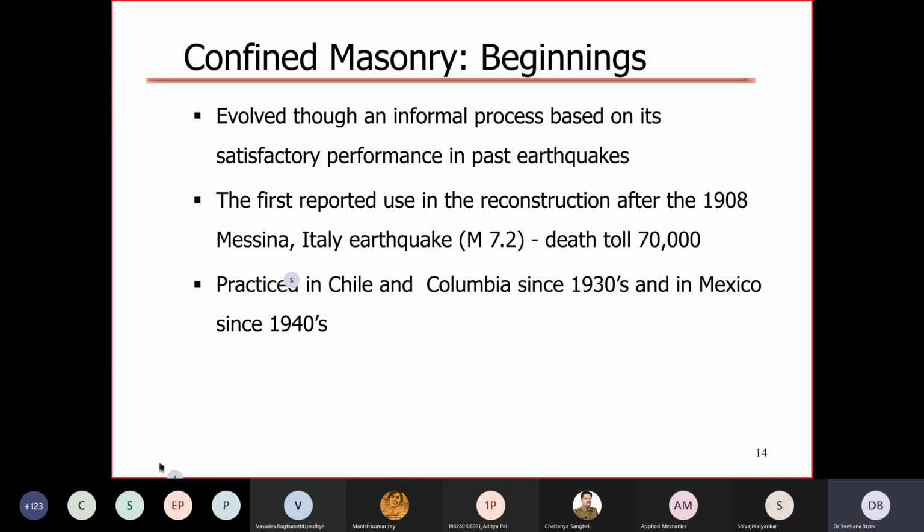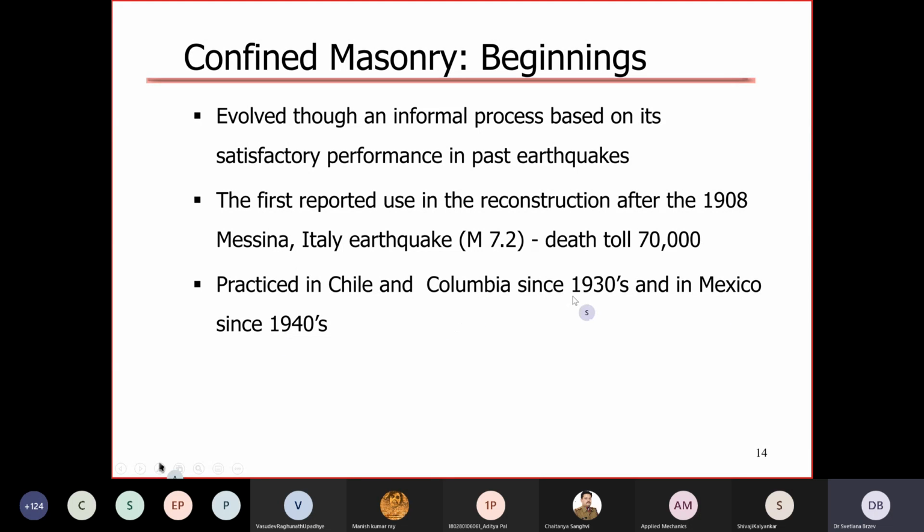So it is not known who actually came up with the idea of confined masonry, but it was identified after this earthquake as earthquake resistant technology that provides better earthquake safety of our buildings. After this earthquake, confined masonry was used in countries like Chile, Colombia since the 1930s, and in Mexico since the 1940s.